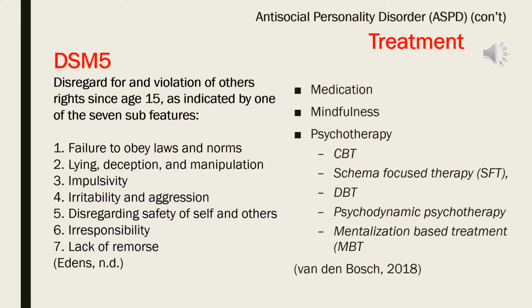Diagnosis and treatment of antisocial personality disorder. According to the DSM-5, antisocial personality disorder involves disregard for and violation of the rights of others since age 15, as indicated by seven sub-features: failure to obey laws and norms, lying, deception, and manipulation, impulsive behavior, being irritable and aggressive, violently disregarding the safety of self and others, irresponsibility, and lack of remorse. To date, there is no effective treatment method for antisocial personality disorder.